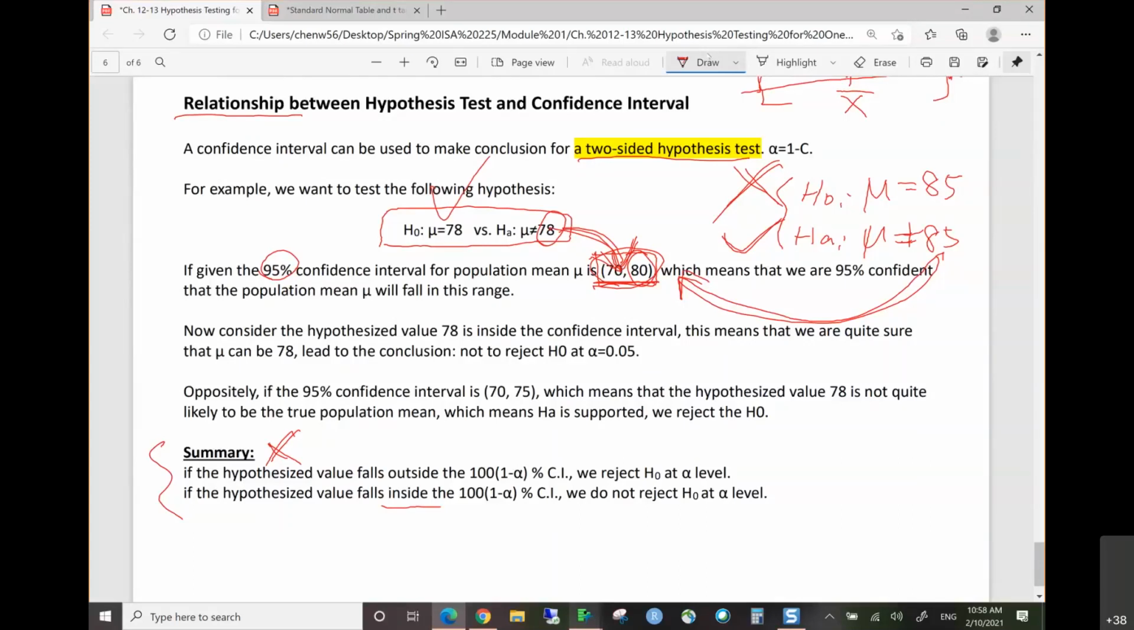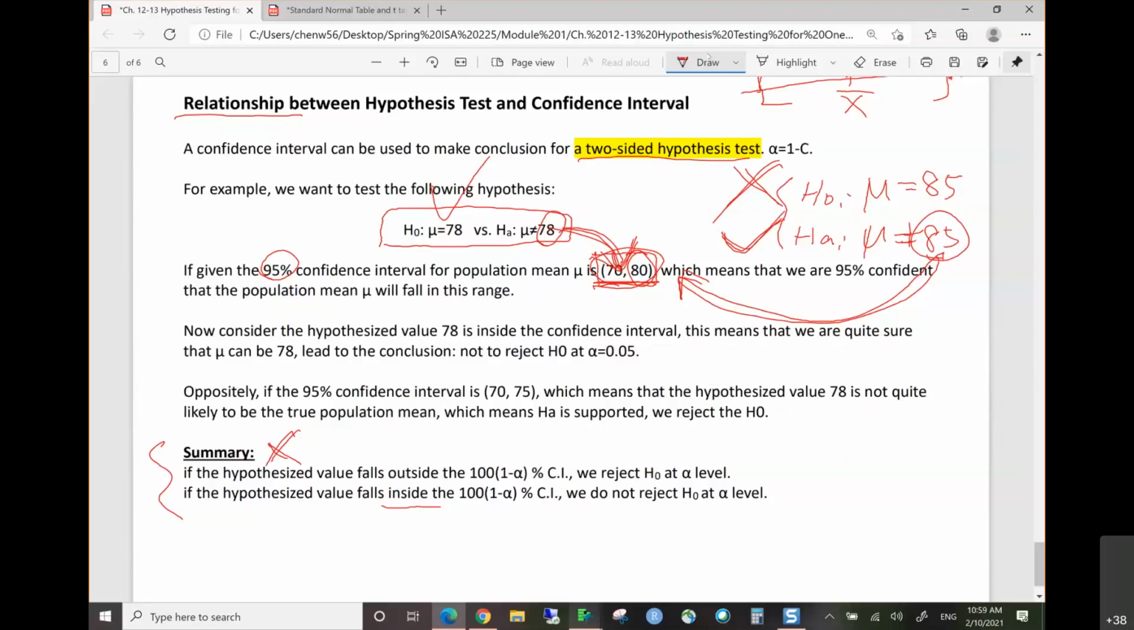If it is inside, that means the 78 can be one option for the population mean, right? So that means the null hypothesis is correct. That means the alternative hypothesis cannot be supported. The other way, say 85 is outside the confidence interval. That means the 85 cannot be an option for the population mean. That means the alternative hypothesis is supported. That means you reject the null hypothesis.